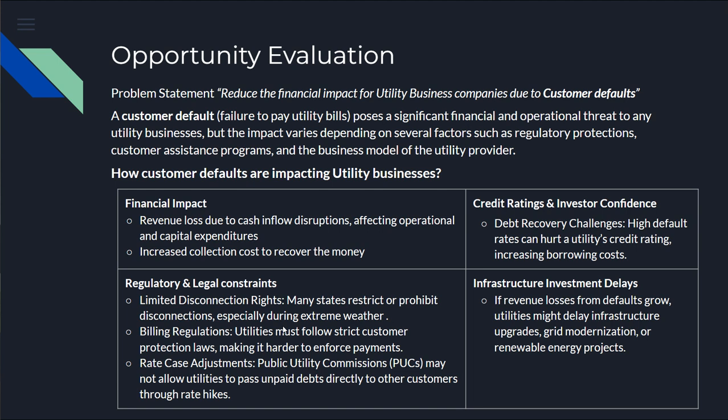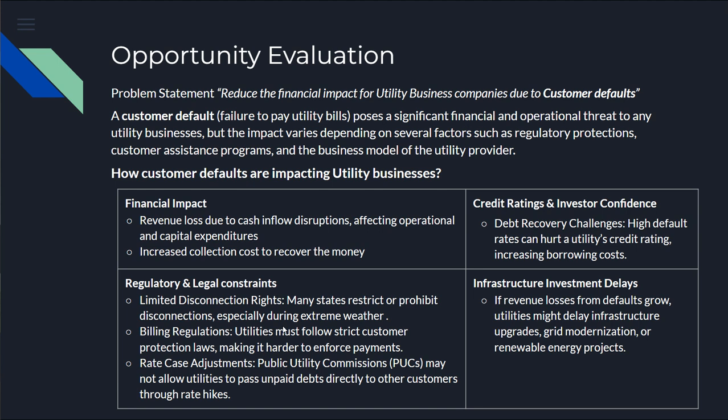Rate case adjustment is the situation where the public utility commissions bring up certain provisions for the customers who are failing to pay the bill. So they come to an agreement value, which is a fixed value, which a customer can pay in order to clear the bills which they are getting. And credit rating and investor confidence is the debt recovery challenge.